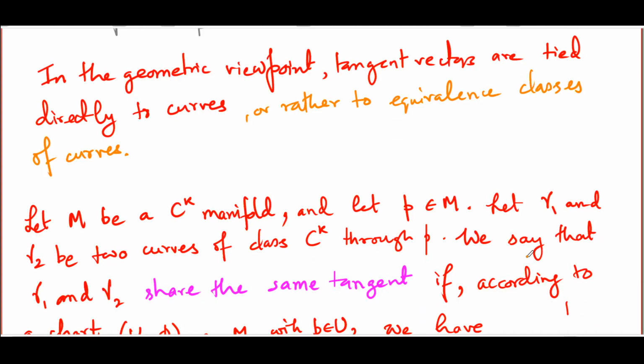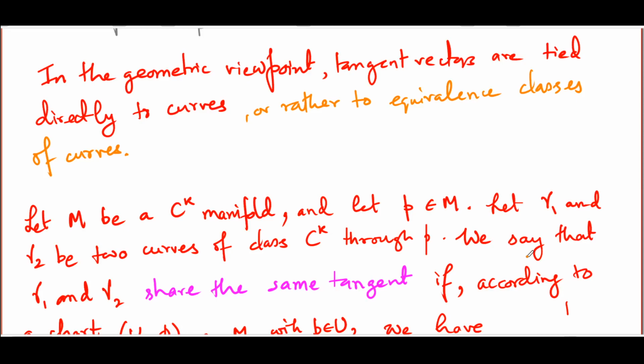We are describing equivalence classes between curves on the manifold, and to begin with that, we have to define what exactly is this equivalence relation. So here, let gamma 1 and gamma 2 be two curves of class C^k, both passing through P. That means they are maps from intervals on the real line to the manifold, and the value of these maps at t equal to 0 is the point P.